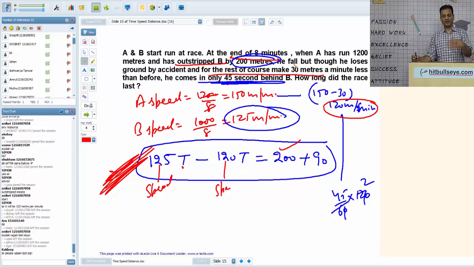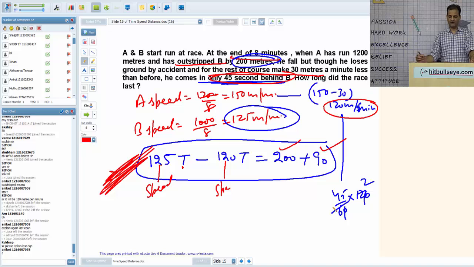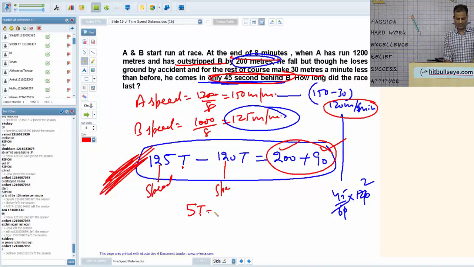B has covered 200 plus 90. How 90? Because A comes 45 seconds behind B. So in 45 seconds, A will run 45 by 60 into 120, which is 90. So that means B has covered this 290. So 5T is equal to 290. So T will be 58. This 58 is not the right answer.